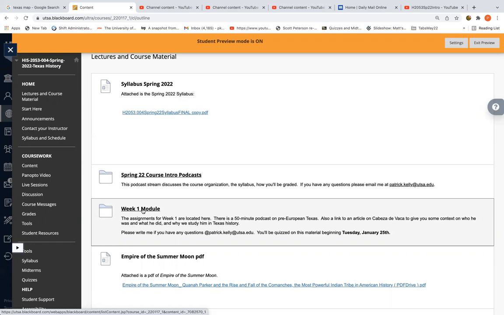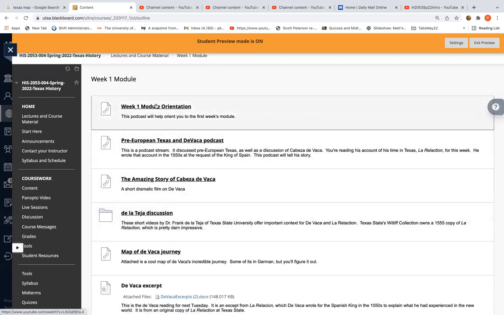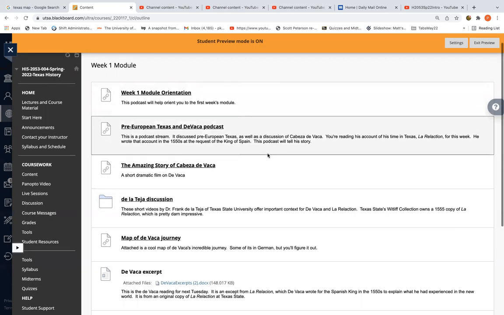Okay, so here's the week one module. This is week one. I'm going to open it. And this is the module orientation that I'm recording now. So you'll open that and you'll get this information. I guess you had to open it to get to where you are now. And let's move on to the material now.